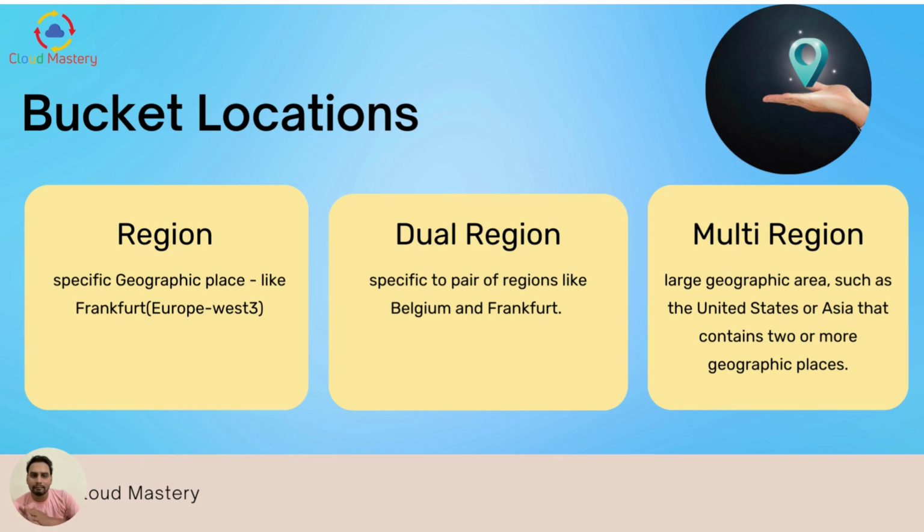Finally, the multi-region. A multi-region is a large geographical area, such as the United States is one geographical area, and Asia is another geographical area. So the data will be redundant across different regions of different geographical areas. So objects in multi-region buckets are geo-redundant. So let's try to understand storage classes now.